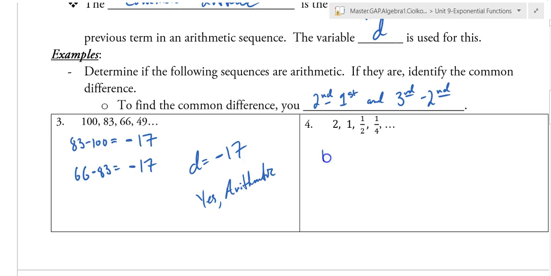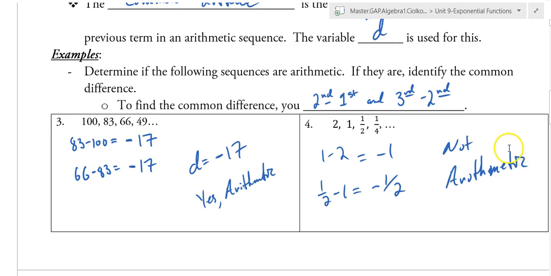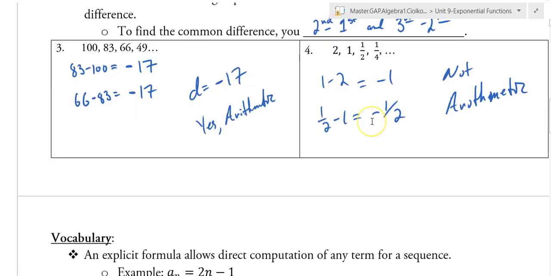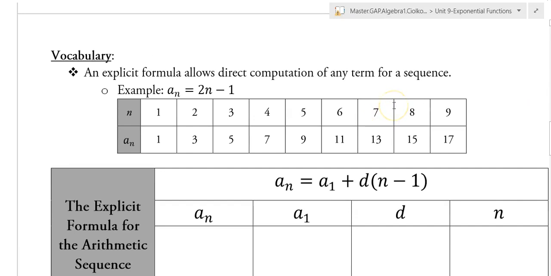Here, second minus the first, third minus the second. These numbers aren't the same when I did second minus first and the third minus the second. So, it's not arithmetic. And if it's not arithmetic, we don't have a d. So doing that first step there each time is going to be the thing we do every single problem. Alright. An explicit formula allows direct computation of any term for a sequence.